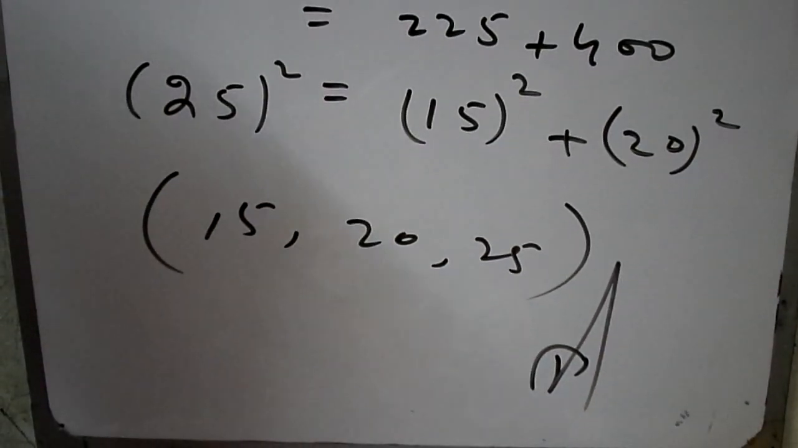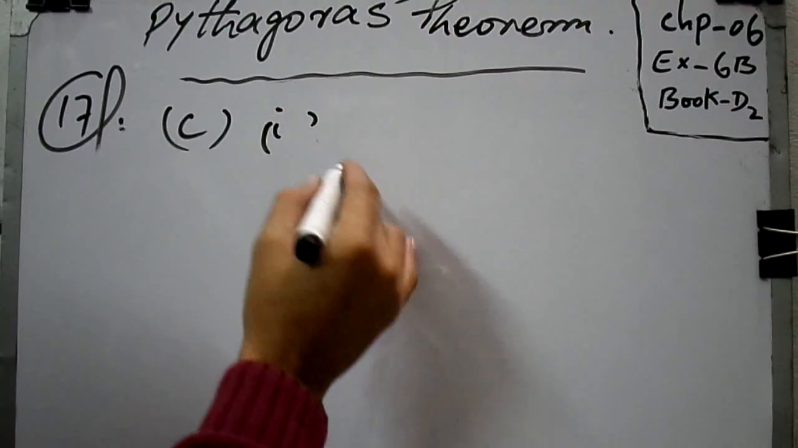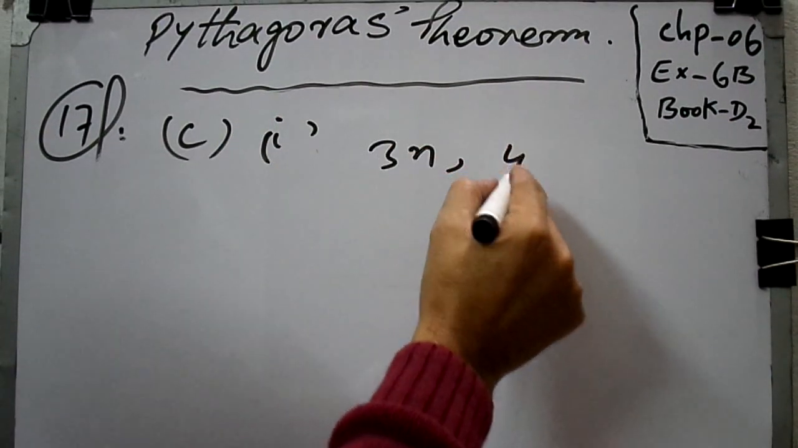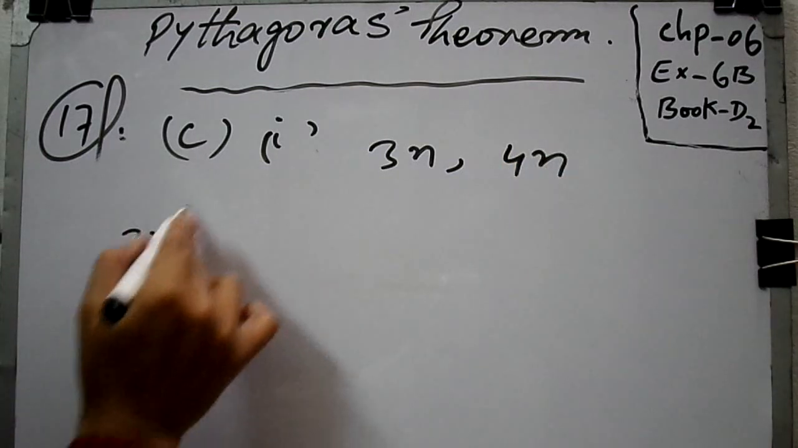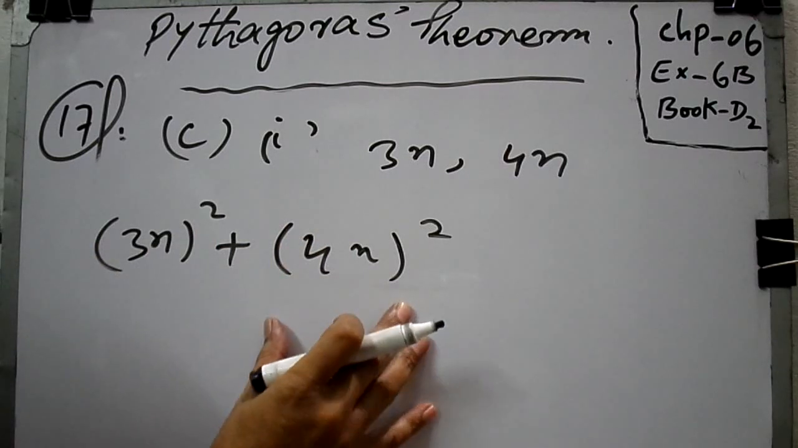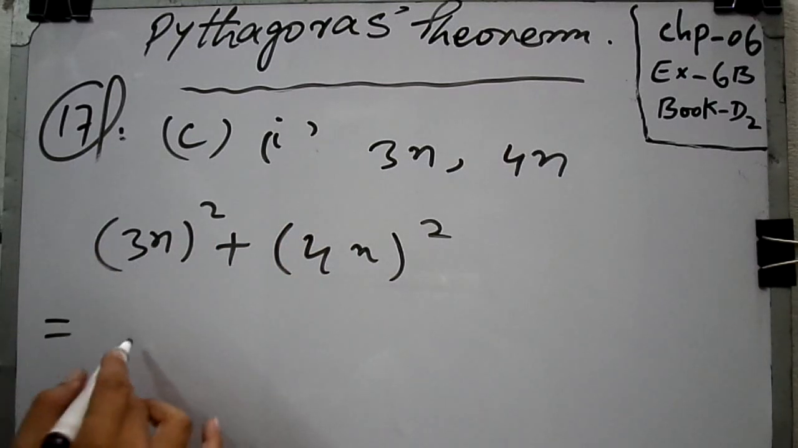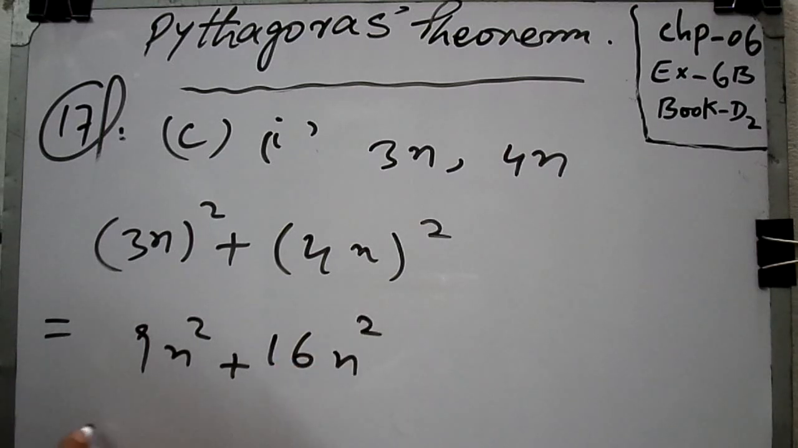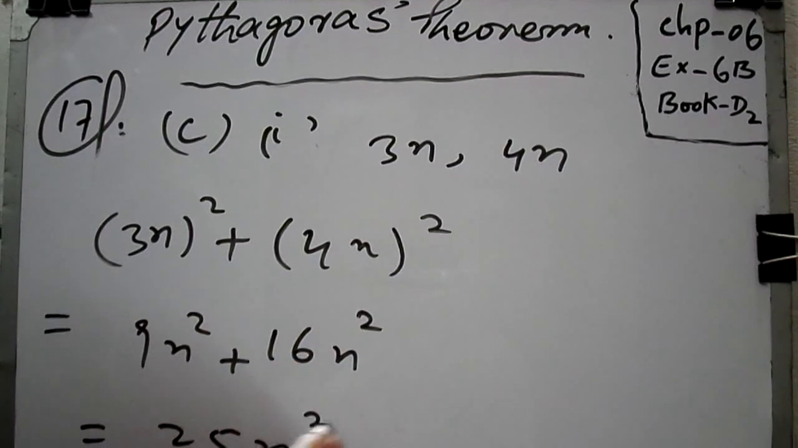Similarly, in C portion, the first part is given to you, that is first is 3n and the second is 4n. Taking squares, 3n square plus 4n square, you will get 9n square plus 16n square, which is 25n square.